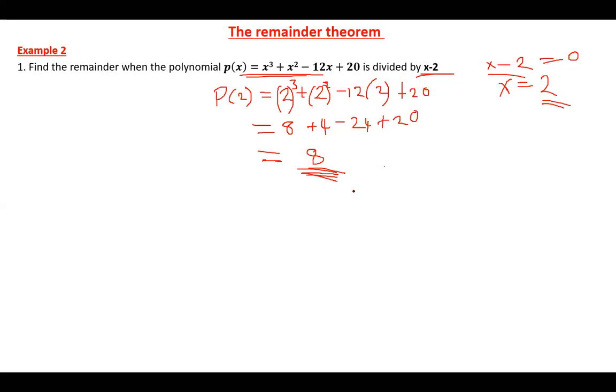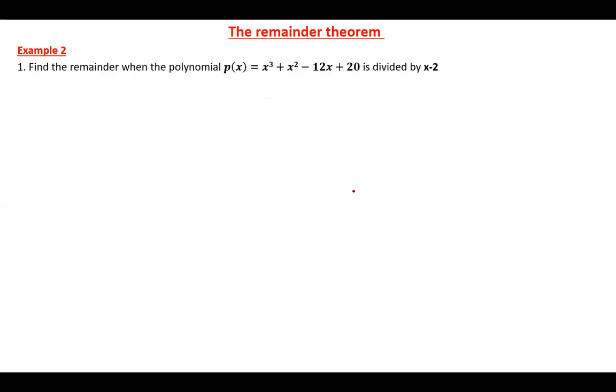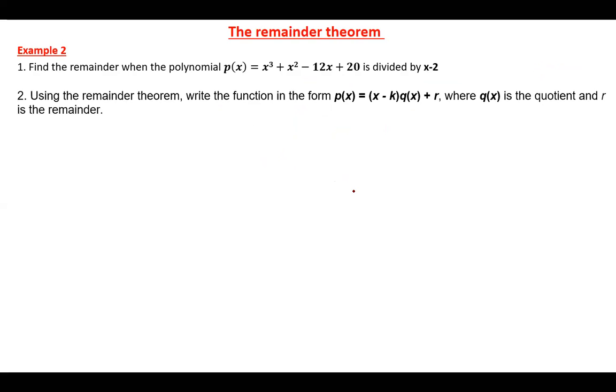All right, let's look at the next question. Our next question is saying, using the remainder theorem, write the function in the form p(x) = (x minus k) q(x) plus r, where q(x) is the quotient and r is the remainder. We've been given the value of k in this expression as 2.